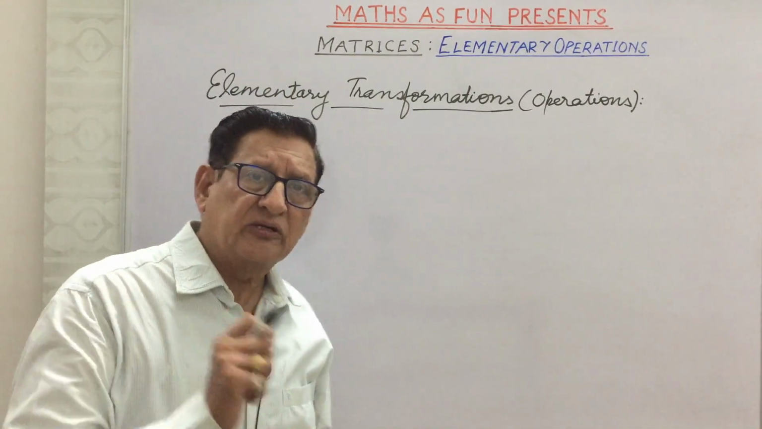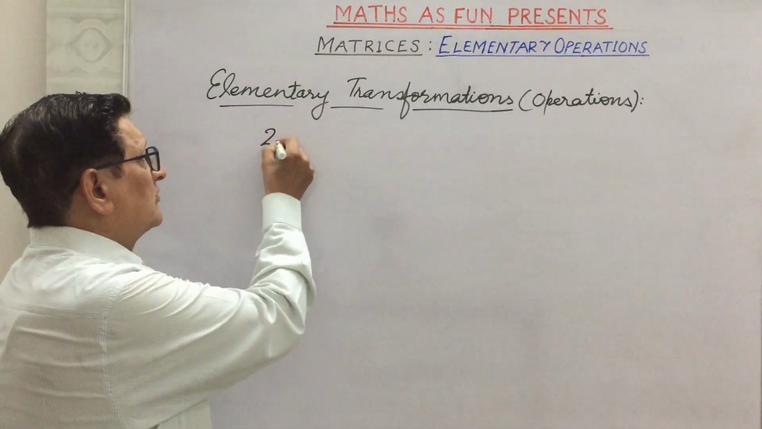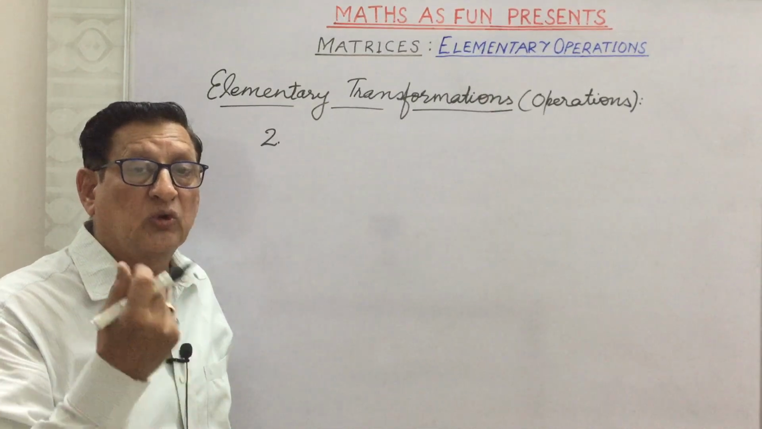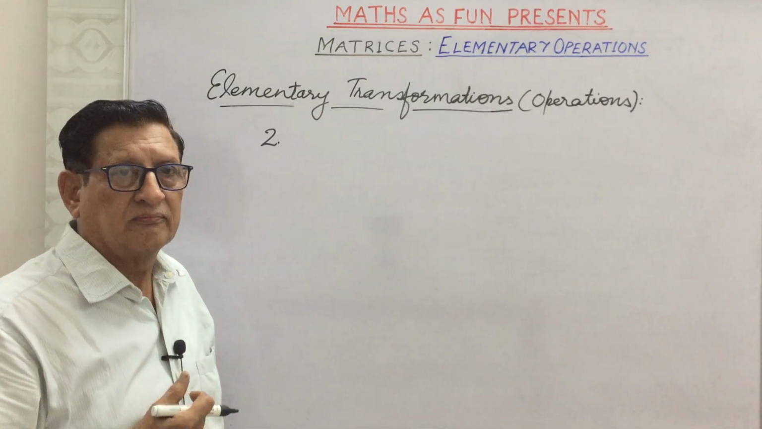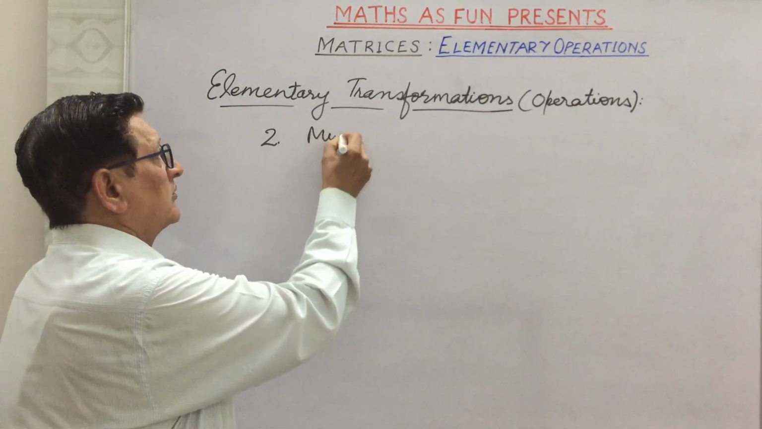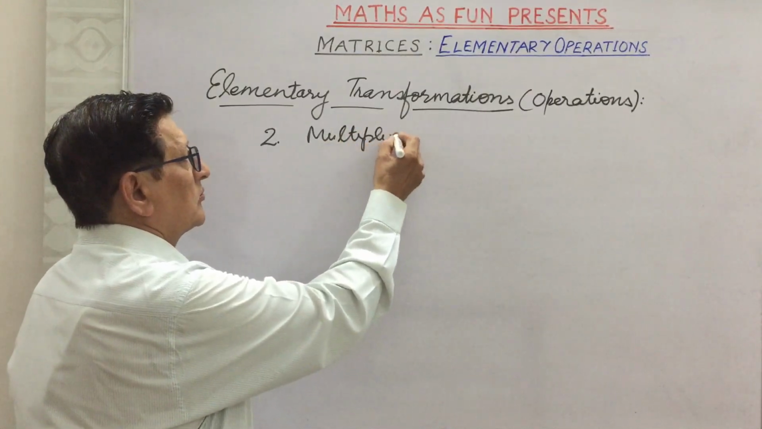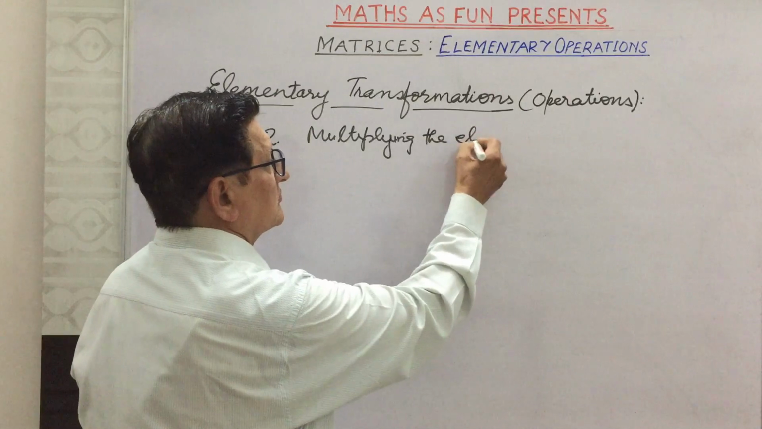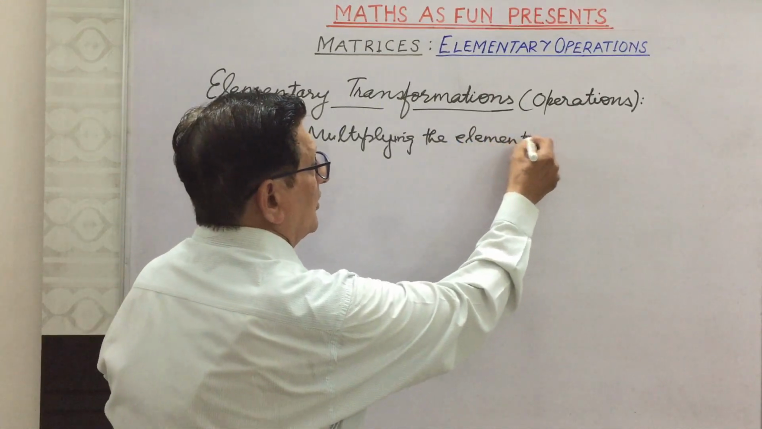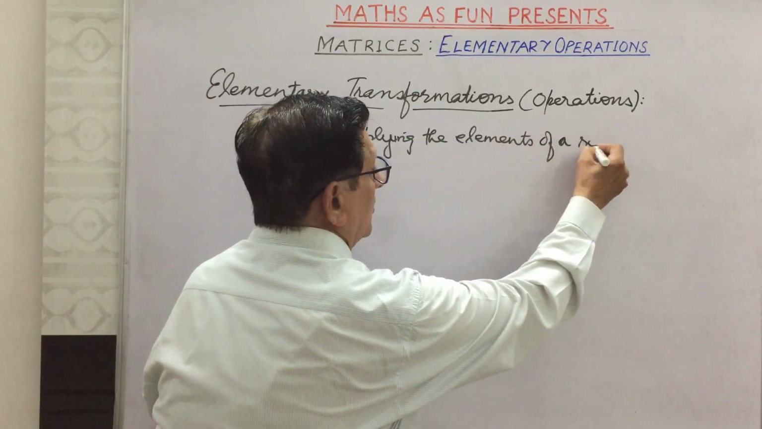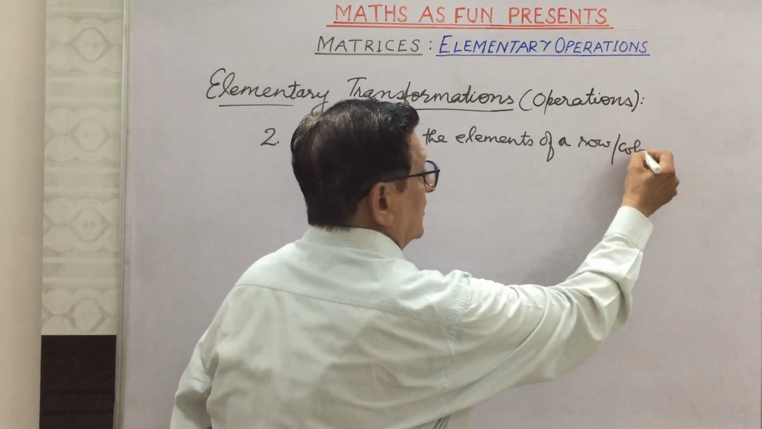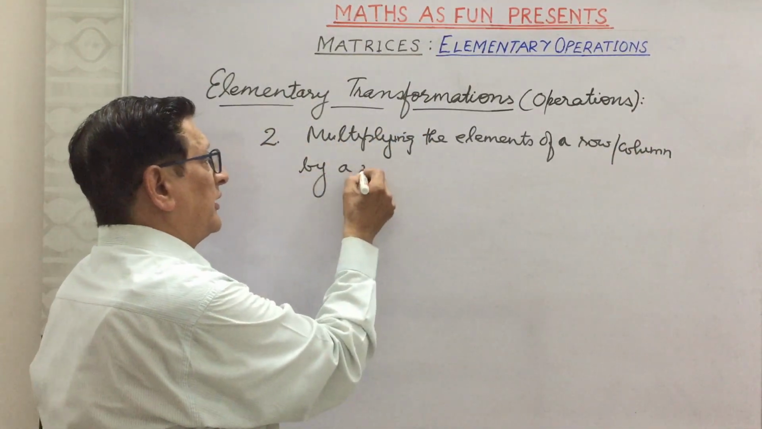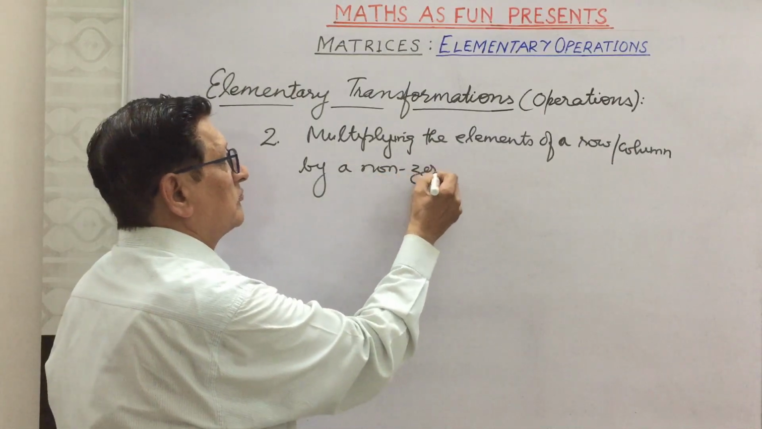The second elementary transformation is multiplying the elements of a row or column by some non-zero number. Multiplying the elements of a row or column by a non-zero number.